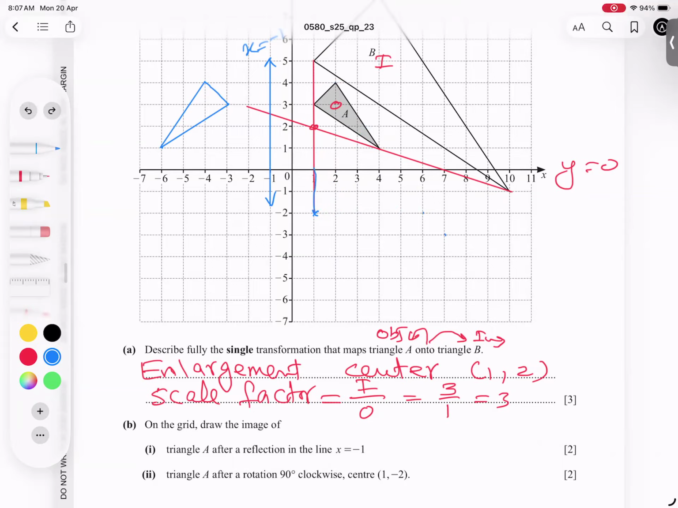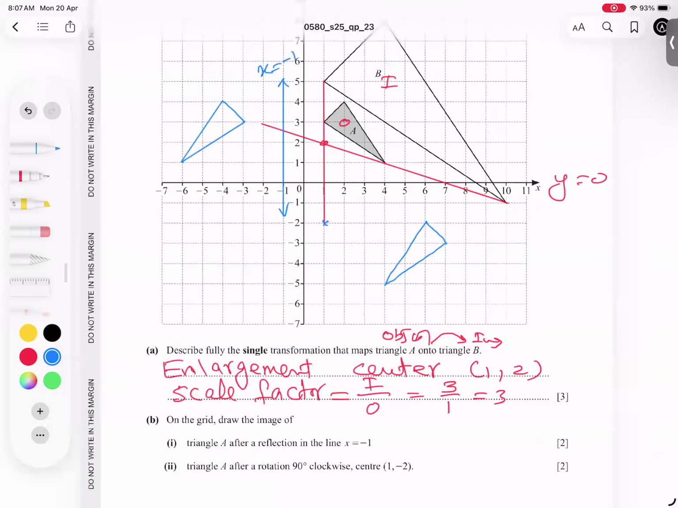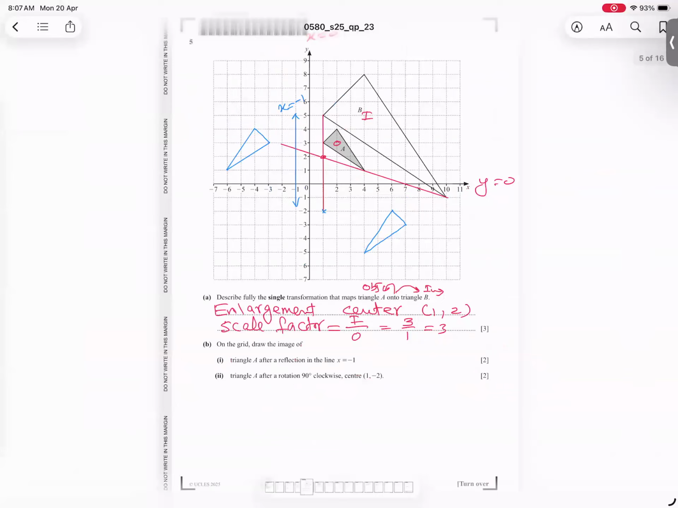And what about this? 1, 2, 3, 1, 2, 3. So 3 and 3. 3 boxes and 3 boxes, we get this point. I hope, students, the point is very clear how we have done it. And let's go for the next question.